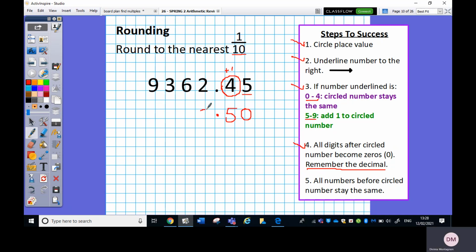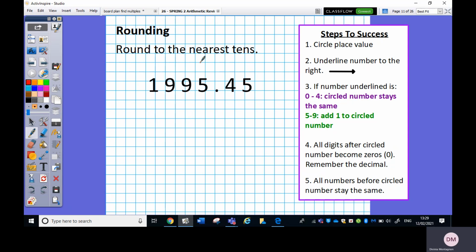Good. So 2 stays the same. 6, 3, and 9. So my answer is 9,362.50 or 9,362.5. Both are okay.